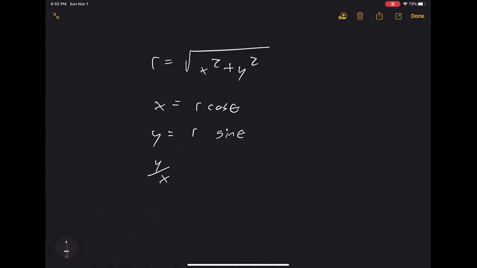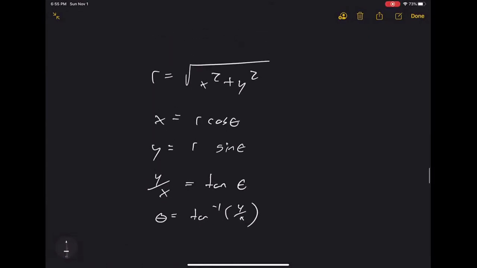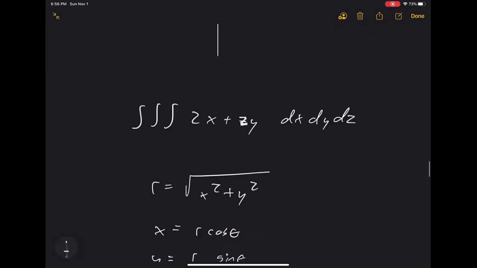What y over x equals tan theta, and so theta equals tan inverse y over x. Those are really the kind of important formulas to know for making these conversions. All right.